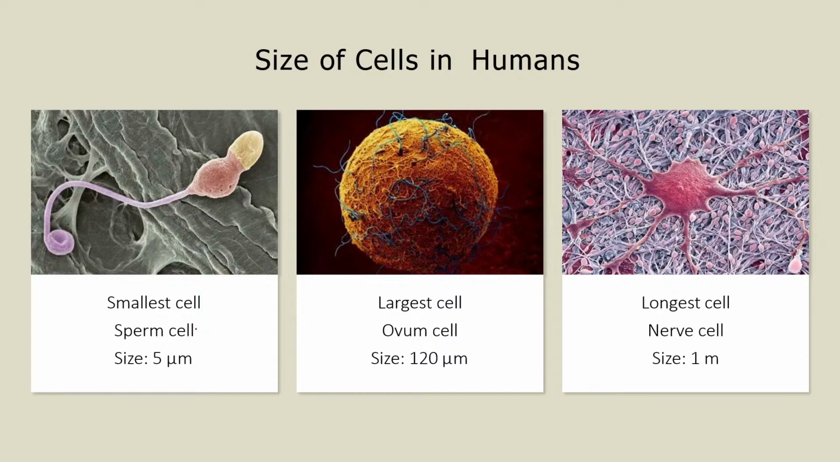The smallest cell in the human body is the sperm cell. Which is the smallest cell in general? That is the microbial cell, the bacterial cell which I gave as an example, a very tiny one. But in the human body we have the sperm cell, which is small. What is the size of the sperm cell? 5 micrometer. How much is 1 micrometer? I told you.